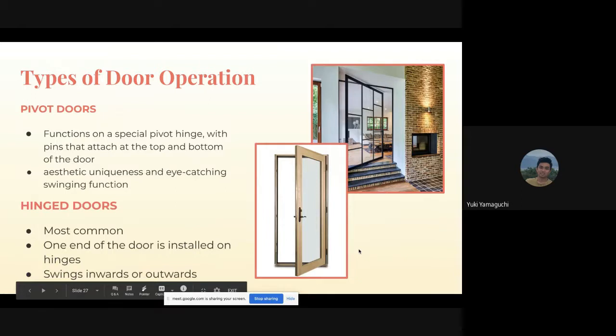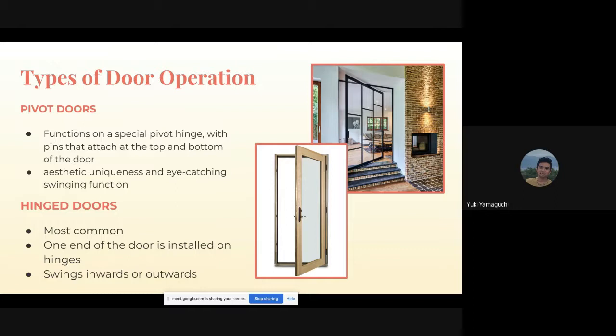Then next we have the pivot doors. It functions on a special pivot hinge with pins that attach at the top and bottom of the door. It's great because it has aesthetic uniqueness and its eye-catching swinging function. These doors are usually larger in size compared to the other doors.